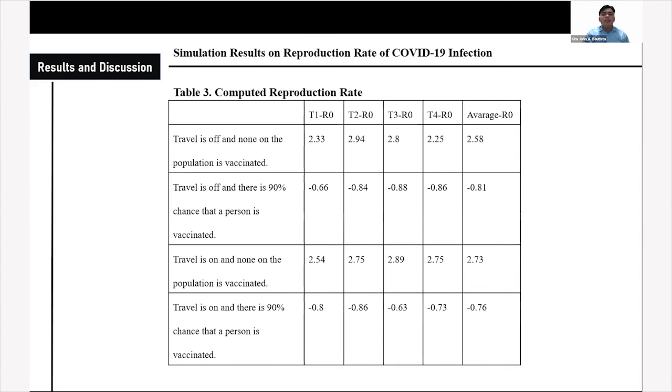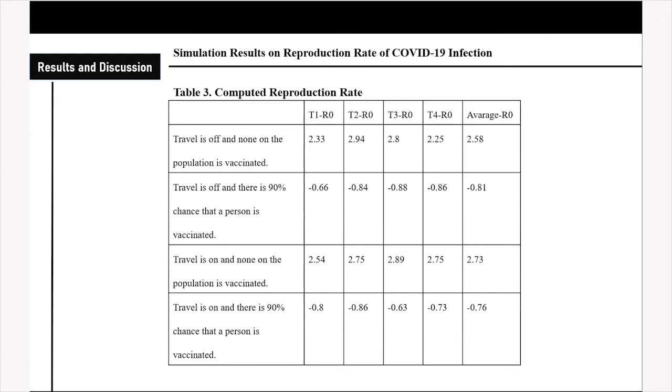Based on the accumulated results, there is an average R0 of negative 0.81, which means there is an end to the epidemic when travel is off and there is a 90% chance that a person is vaccinated. To go further, there is a slight difference in the value of the average R0 when travel is on.